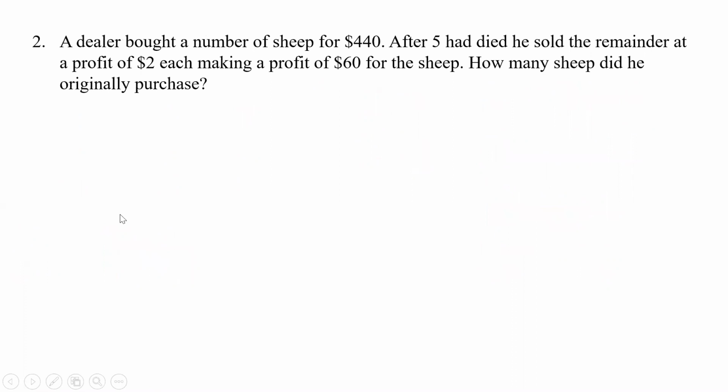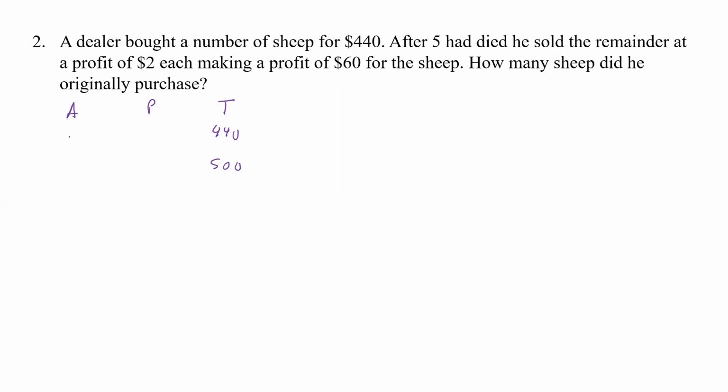All right, so this one, a dealer bought a number of sheep for $440, and after 5 had died, he sold the remainder at a profit of $2 each, making a profit of $60 total for the sheep. Now, what it says is, how many sheep did he originally purchase? Well, again, we're just going to set up our A, our P, and our T. Now, we bought them initially for $440. Now, if we make a profit of 60 plus 440, well, that's 500. Okay, so those two are our totals.